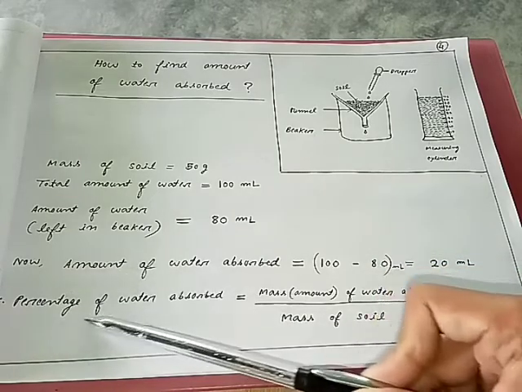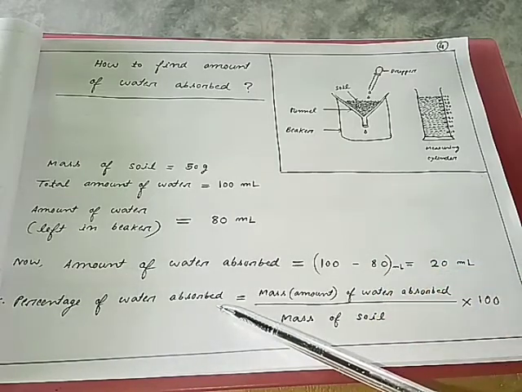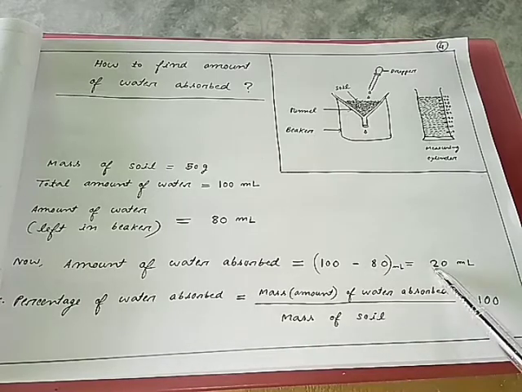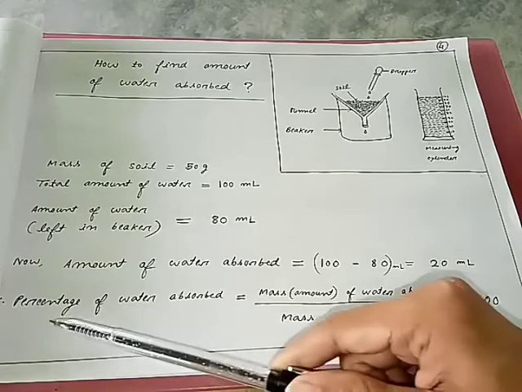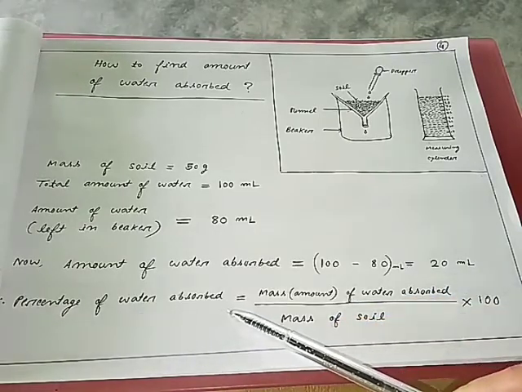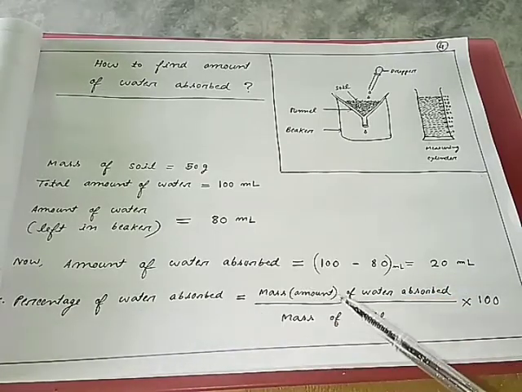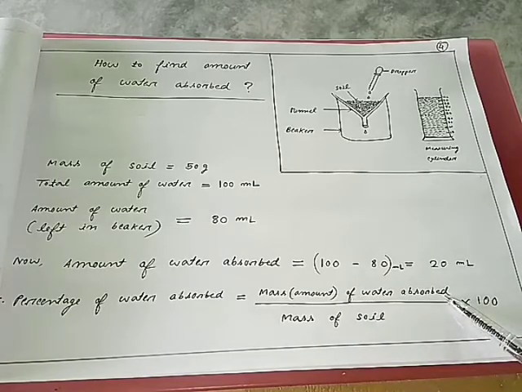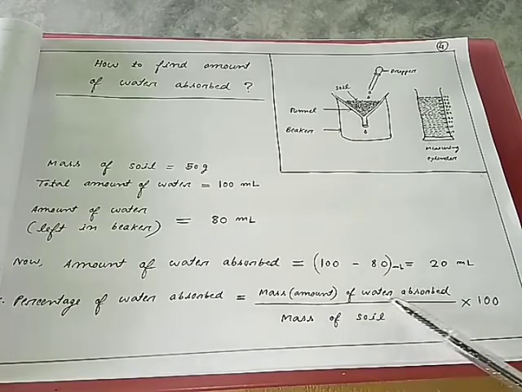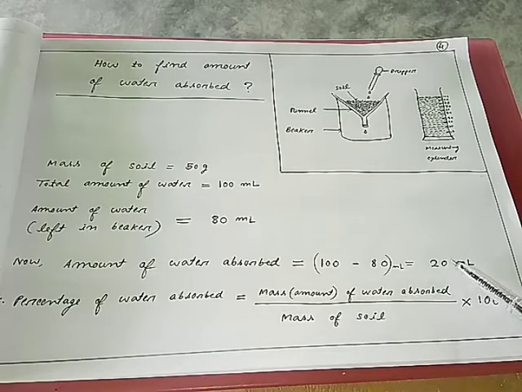Now what will be the percentage of water being absorbed? Now you have to convert this amount of water which is absorbed by the soil into percentage. So to find out the percentage of absorbed water, what we have to do, just put the values in this formula. Here mass of the water absorbed, and mass of the water absorbed will be what? 20 ml.